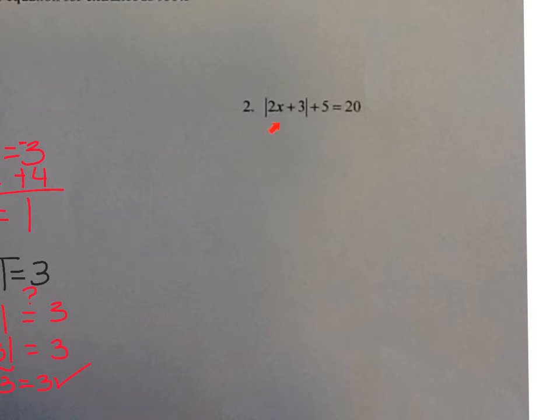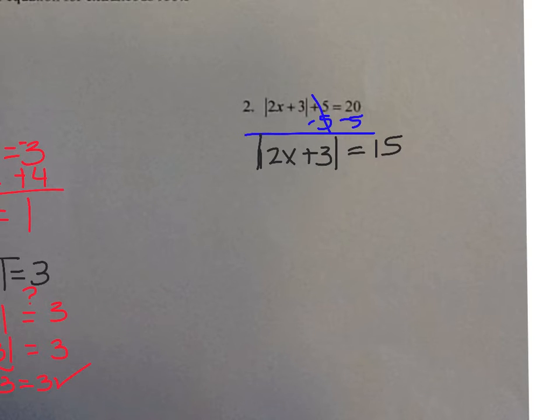Okay, so I have the absolute value of 2x plus 3, plus 5 on the outside, equals 20. So is my absolute value by itself on the left side? No. I have a plus 5 here, so I have to move the plus 5 to the other side. So I'm going to minus 5. So positive 5 minus 5 is 0. So it's the absolute value of 2x plus 3, don't forget your bars, equals 15.